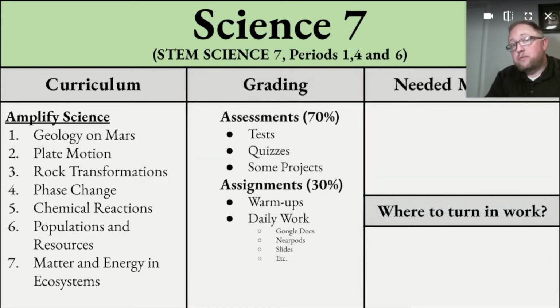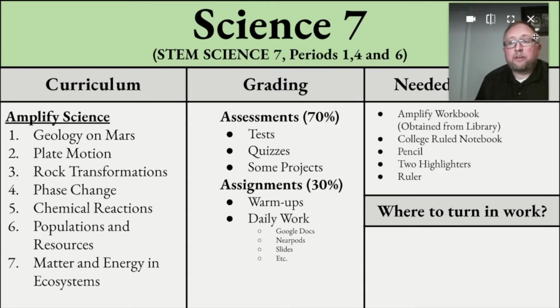Grading for this class is weighted 70% for assessments and 30% for assignments. Assessments would include things like tests, quizzes, and some projects that we'll do. Assignments will include things like warm-ups and daily work, which could include Google Docs, Nearpod slides, etc. Everything will be listed as either an assignment or assessment, so your child and yourself will know how that's weighted.